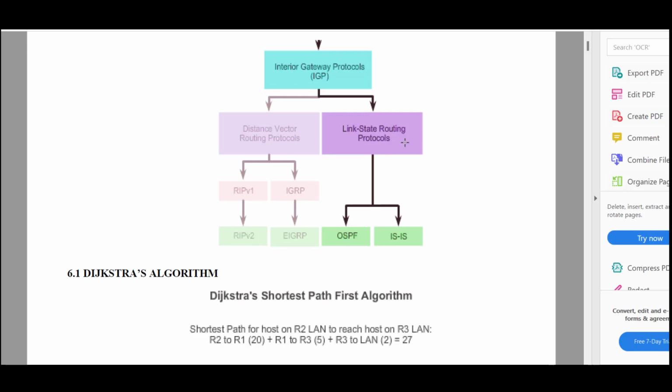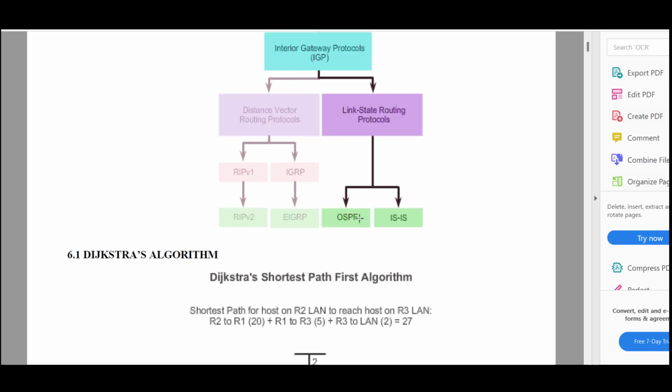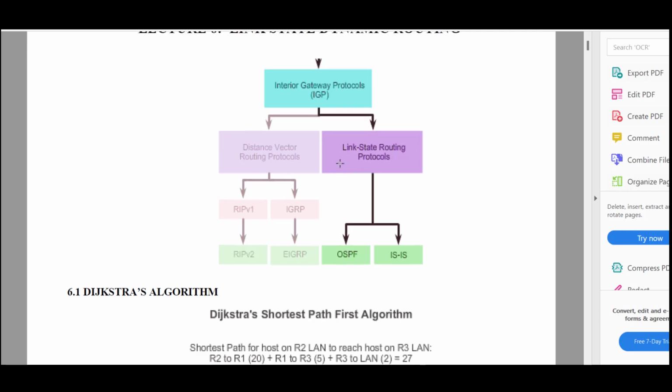In the next lecture, lecture number 7, we are going to discuss OSPF. Lecture number 8 also we are going to discuss OSPF only, that is OSPF single area and multiple area. In lecture number 7, we will discuss single area OSPF, and in lecture number 8, multiple area OSPF. So these are the concepts. Now we are going to start link state routing protocols.